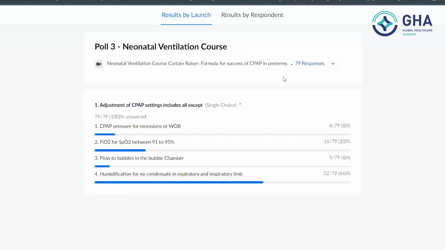And obviously there are no bubbles in the bubble chamber. First set the leaks and then increase the flow. This is the wrong answer. Humidification: there should not be any condensation in the inspiratory limb, but there should be some condensation in the expiratory limb. Then only we know that baby is getting 100% humidity.